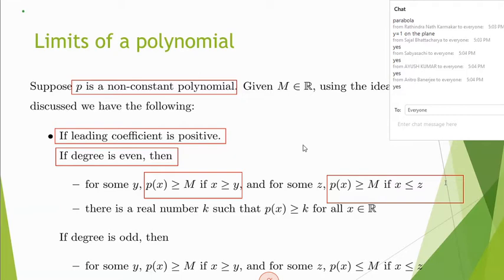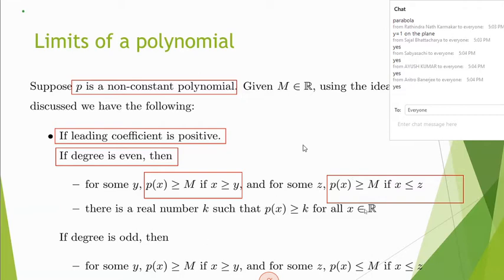That is, for sufficiently large x, p of x will exceed m, and for sufficiently negative x, p of x will exceed m. Or more rigorously, what is written here is, for some y, p of x is greater than equal to m if x is greater than equal to y, and for some z, p of x is greater than equal to m if x is lesser than or equal to z. So what we proved in the previous slides is this first statement, that is for some y, p of x is greater than equal to m for x greater than equal to y. We proved it for all degrees. We are considering even degree now.